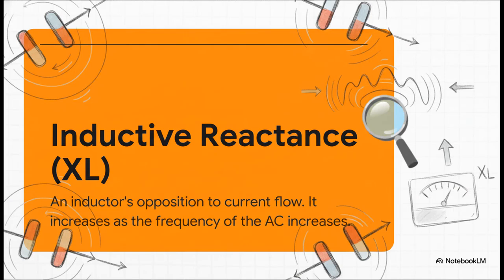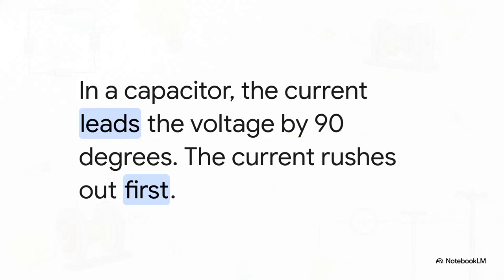This special kind of opposition that an inductor puts up against AC is called inductive reactance. And what's really cool is the faster you try to make the current change, in other words, the higher the frequency, the more the inductor fights back. Its reactance goes up. And our final character is the capacitor. This one acts like a tiny, super fast charging battery. Now think about it. For a capacitor to build up voltage, current has to rush in first to charge its plates.